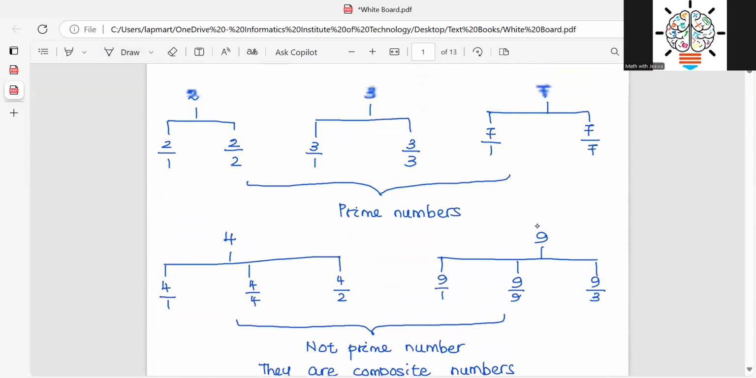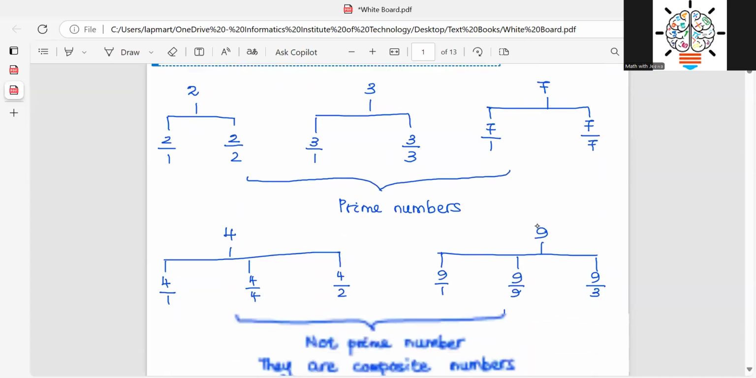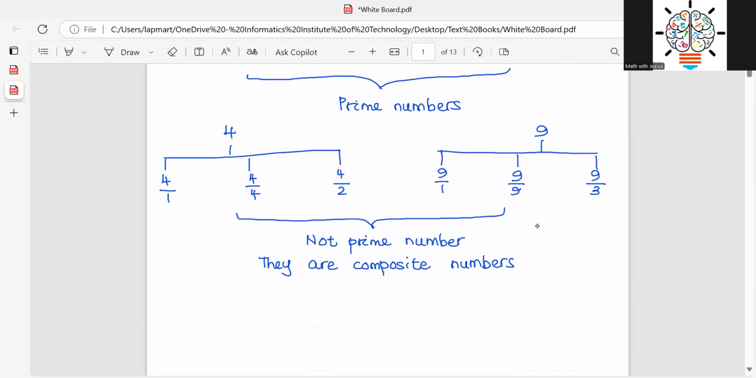Because already we have talked about the prime numbers. Numbers which can be divided only by 1 and itself. The examples are 2, 3, 5, 7, 11, 13, 17, 19, and it keeps going on. That is why I put the comma and use the 3 dots. We know 1 is not a prime number and 2 is the only even number we can see in the prime number list. So these numbers where you have more than 2 ways to divide, we call them the composite numbers. They are not prime numbers.